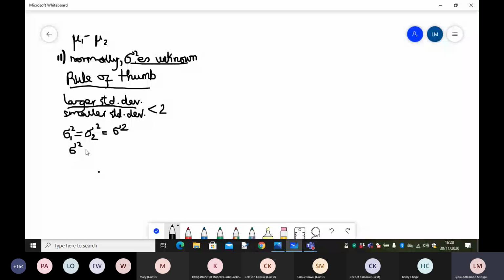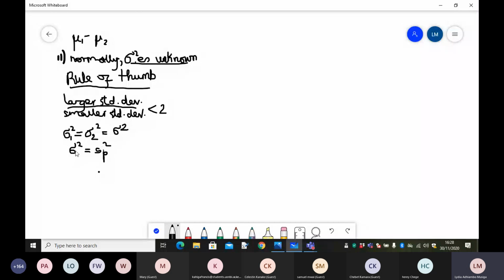So we need to estimate that, and we usually estimate that by getting the pooled sample variance. We compute the pooled sample variance. This is a small s, please. It is a small s. It is not capital S. Capital S is something else in statistics. So I'm just talking about the pooled sample variance.